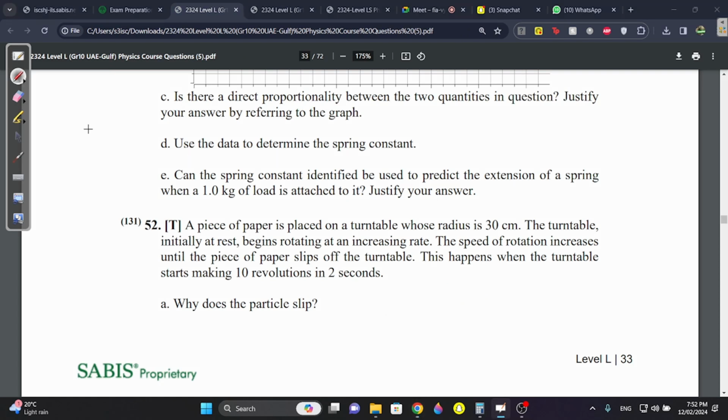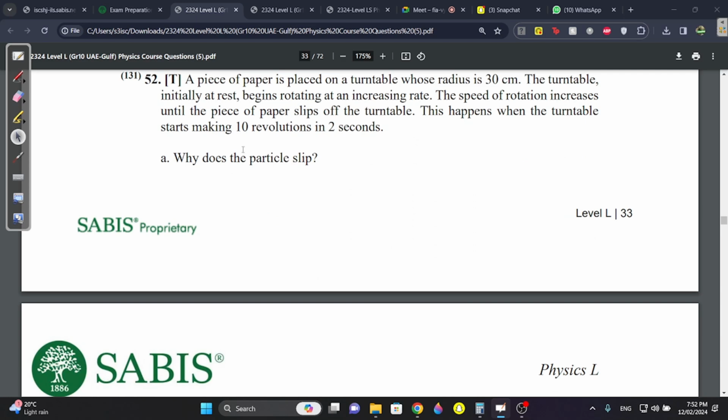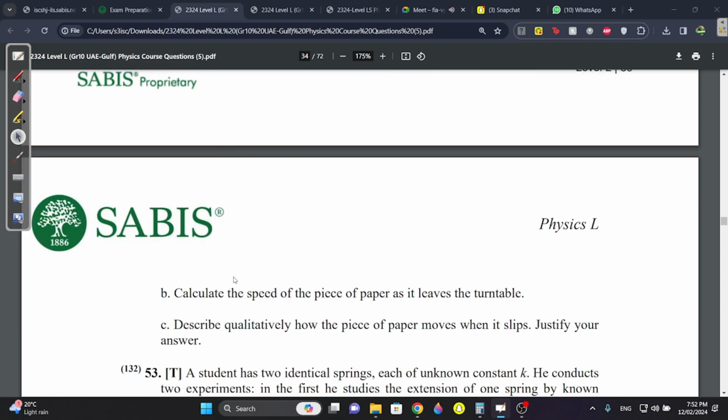Okay, you have the table, you place the paper over here, it keeps on turning until it speeds up so much that the paper falls off. Because at this point, there's too little friction, because it's a paper, it's very light, so there's too little friction. That's why the paper slips.